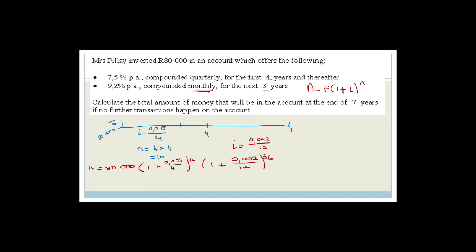The first part is pretty easy because it's just the P, which is the principal. The interest is 7.5%, which becomes 0.075, and then you divide it by 4 because it's quarterly. Because it's for 4 years, you go 4 times 4, and that gives you 16. Okay, that's all easy. The second part is taking all of this and assuming that it will be the principal for the second part. So then we've got 1 plus, what is the interest? Well, it was 0.092, but it was compounded monthly, so we divide by 12. And then it's for 3 years, so it's 3 times 12 payments, which is 36.